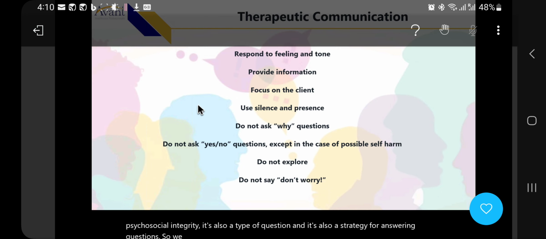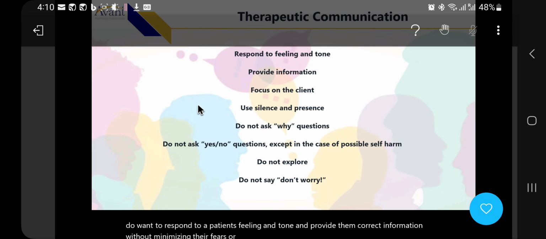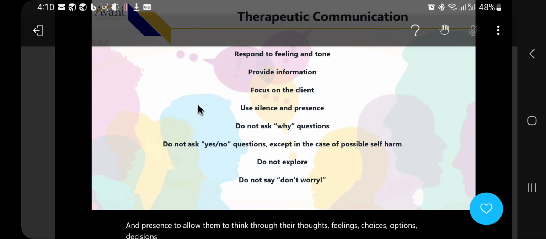So we like to stress this a lot because it has three components to it. We do want to respond to a patient's feeling and tone and provide them correct information without minimizing their fears or concern. We want to address them directly. We want to stay focused on the client, use silence and presence to allow them to think through their thoughts, feelings, choices, options, decisions that they're making.